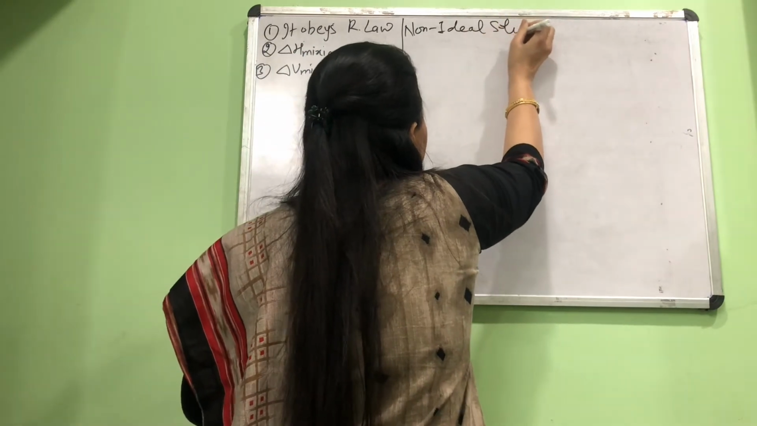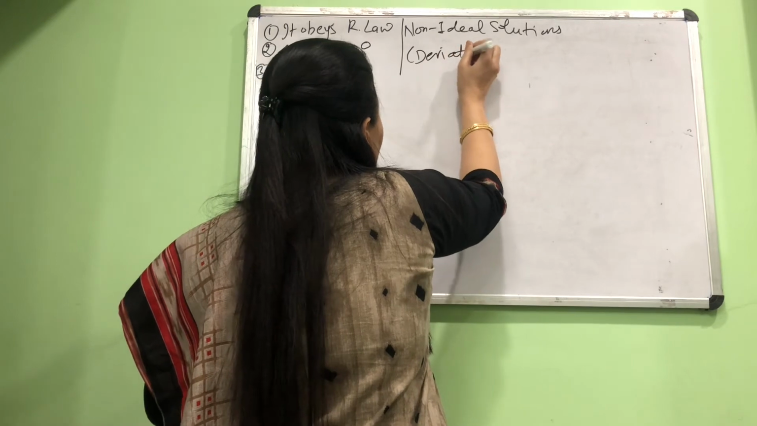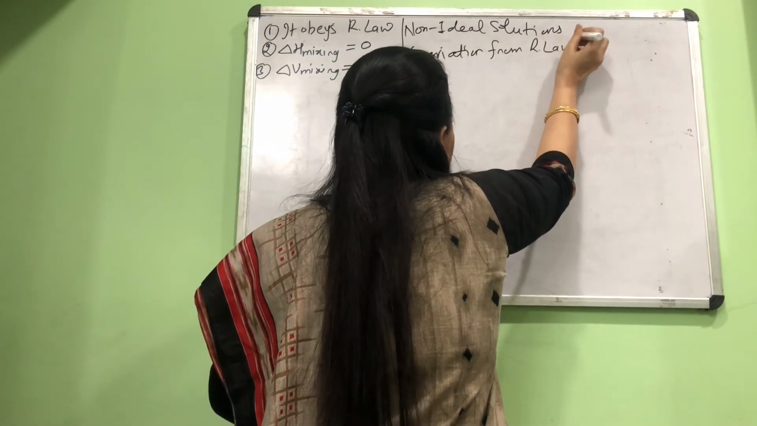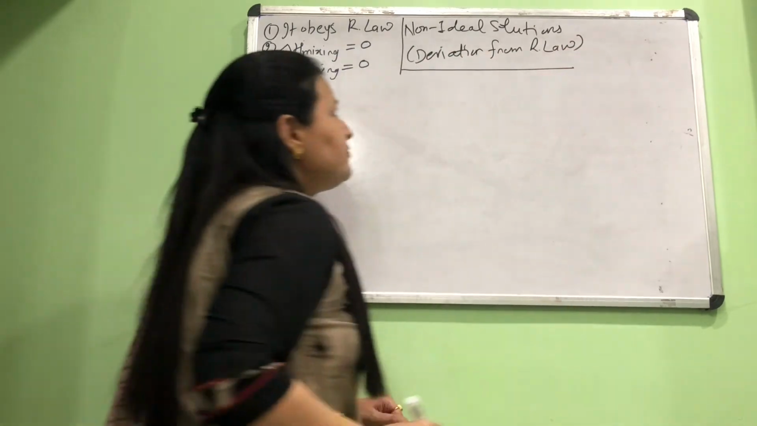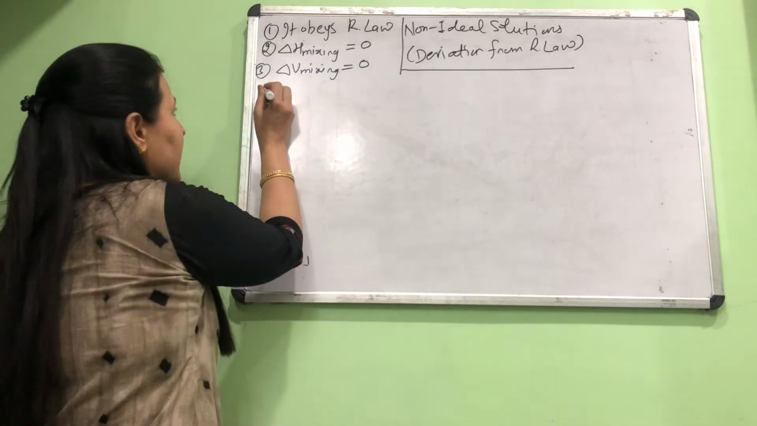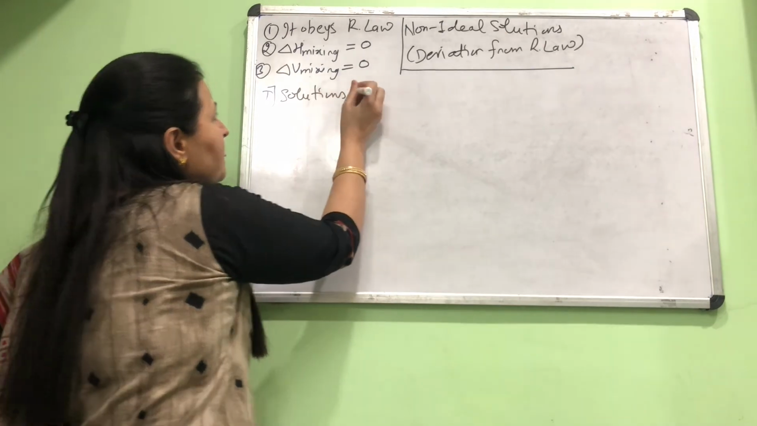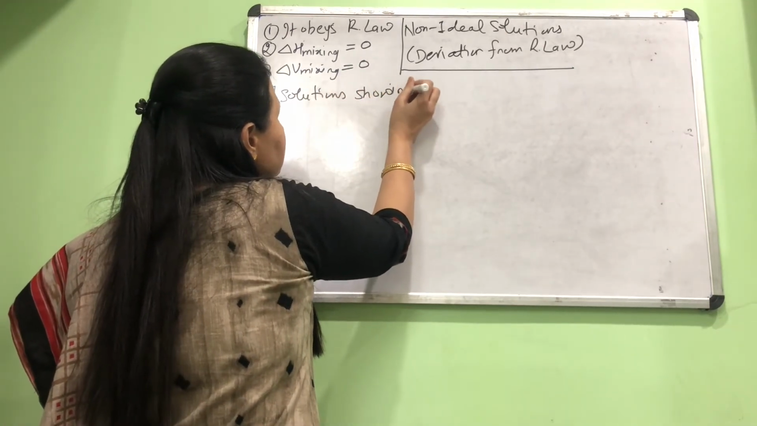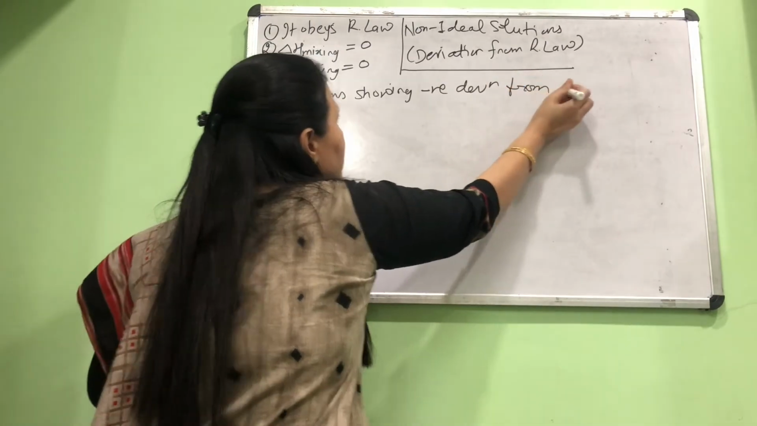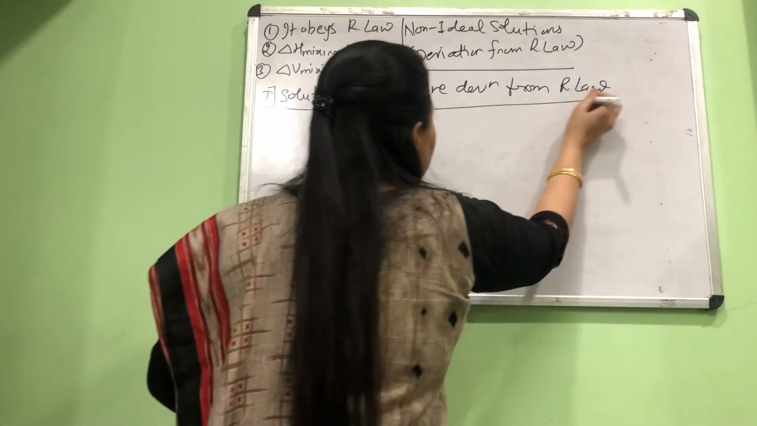Non-ideal solutions, another name of the same topic is deviation from Raoult's law. Basically there are two types of deviations found in solutions. There are two types of non-ideal solution. First category is solutions showing negative deviation from Raoult's law. In short, there are certain solutions which show negative deviation from Raoult's law.